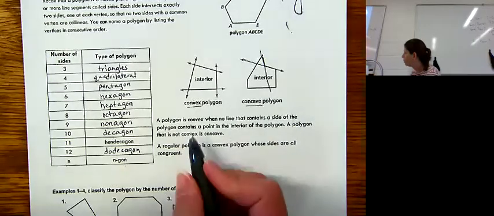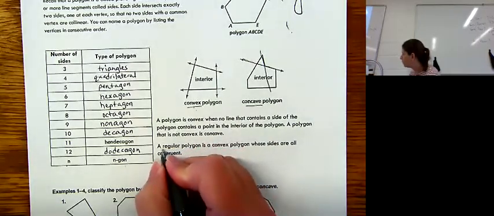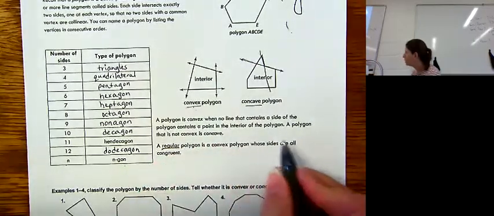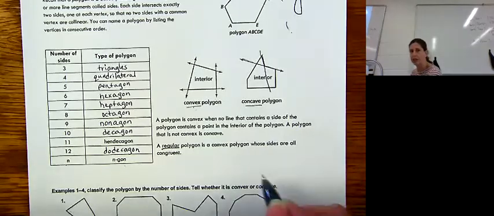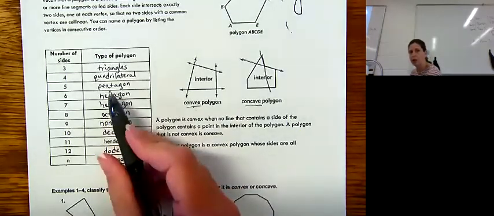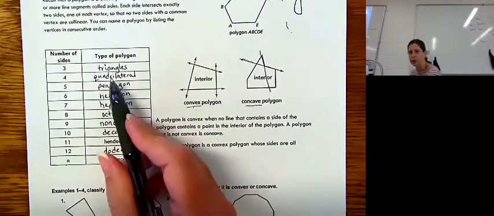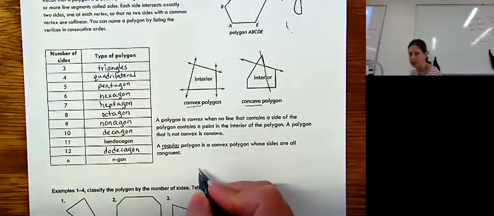Another term that you will hear with polygons: if something is a regular polygon, basically it just means all the sides are congruent. So like a square would be an example of a specific quadrilateral that has all the sides the same. Okay.